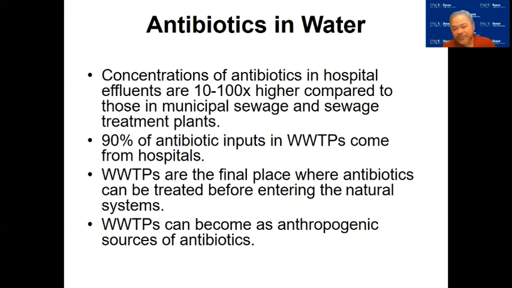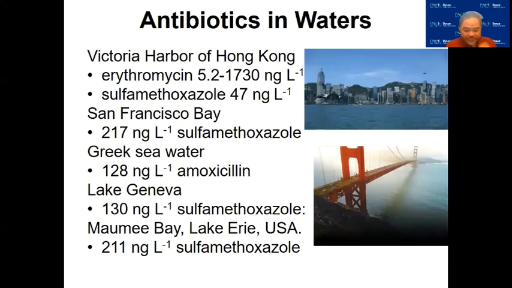So what do we mean by anthropogenic? Man-made sources. And I would like to show you some of the reported levels of antibiotics in some bodies of water. In Victoria Harbor in Hong Kong, erythromycin was found at a concentration of around 5.2 to 1730 nanogram per liter. Sulfamethoxazole was found at around 47 nanogram per liter.